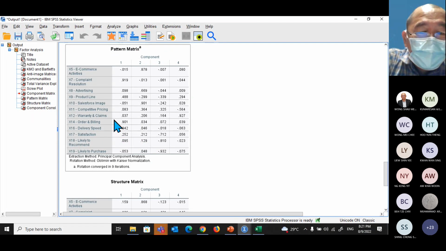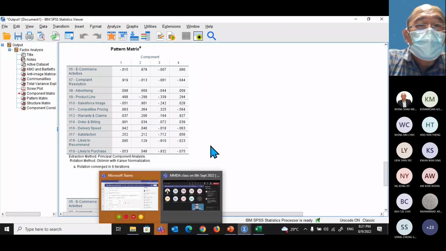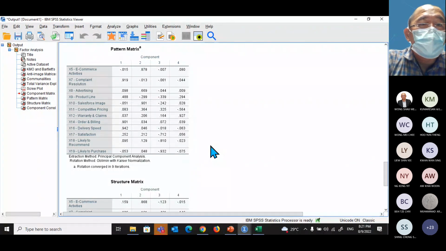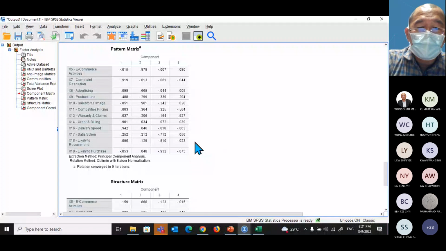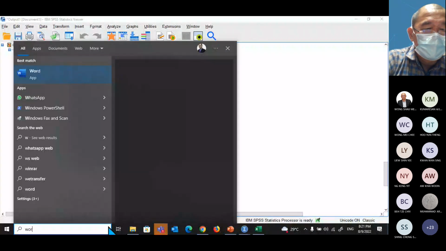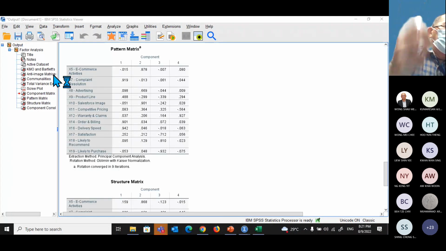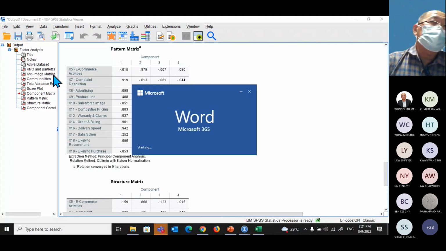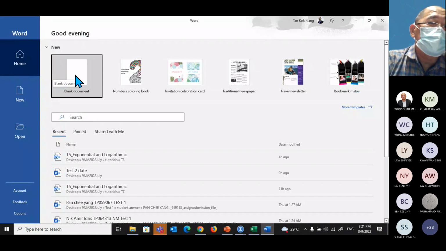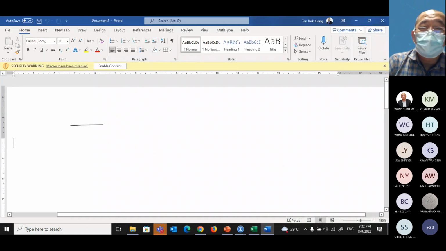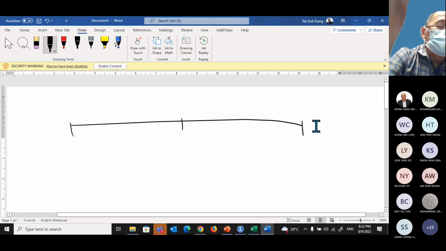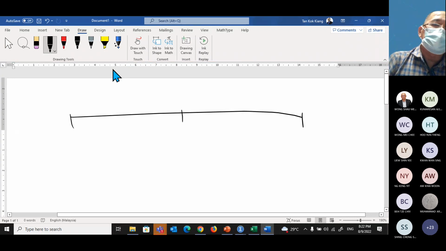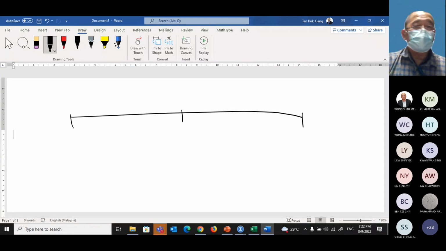Question: is there any difference between the positive and negative signs in this pattern matrix? Do we need to choose positive instead of negative, or are they the same? Good question. Positive means a positive relationship, negative means a negative relationship. Remember the linear correlation, here referring to Pearson. The general idea is the same for Pearson or Spearman; we use the same method of interpretation.